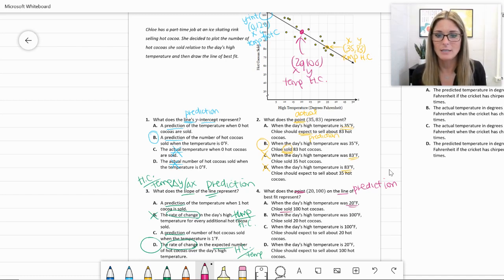That might fit. Let's keep checking. B, when the day's high temperature was 100. Nope. C, when the day's high temperature was 100. Nope. D, the day's high temperature was 20 degrees. Chloe should expect to sell 100 hot cocoa. I'm going to go with answer choice D because we are talking about a point that does not already exist on our scatter plot. It's a point along our line where we're making a prediction about things we might expect to happen. So Chloe might expect, when the temperature is 20 degrees, to sell about 100 hot cocoa.